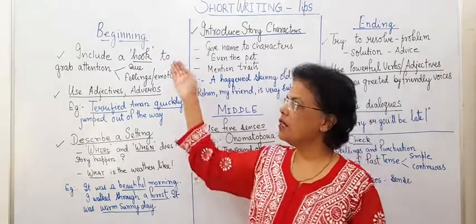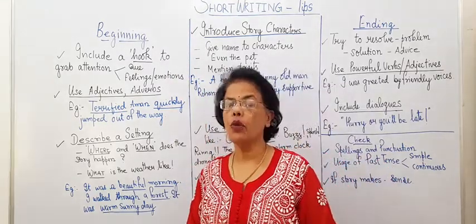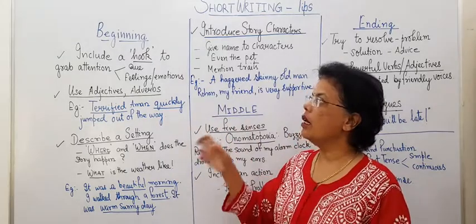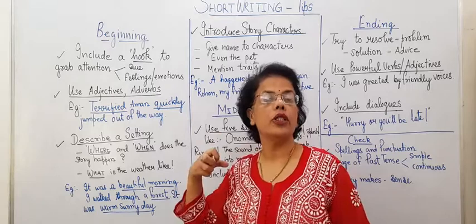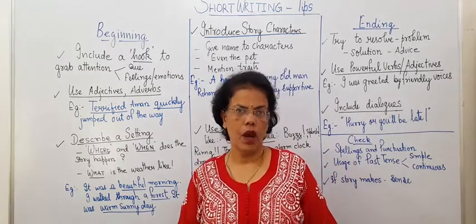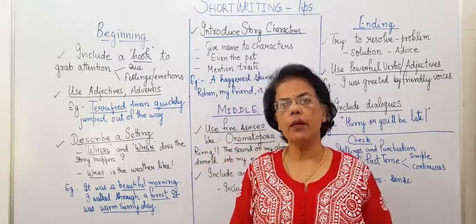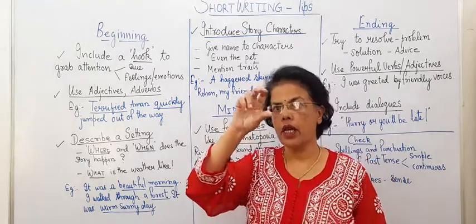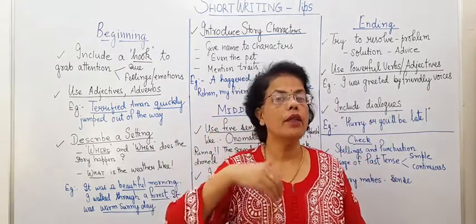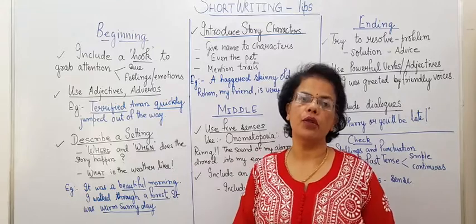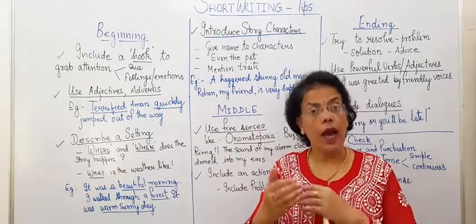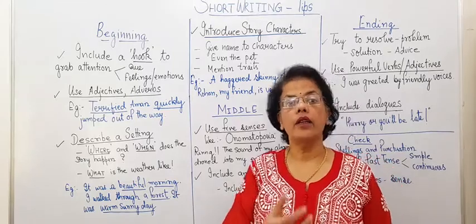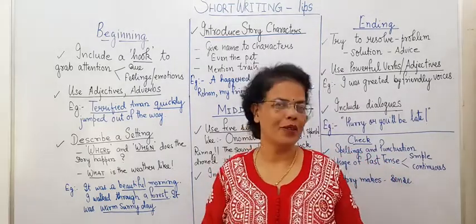We will start with the beginning. What you have to do is include a hook. A hook is, you know, to grab the attention of the reader. Now in your question the introduction will be given, how to start. Whatever the verbal input is given to you, you have to start your story with that. But after that you can always draw the attention of the reader.